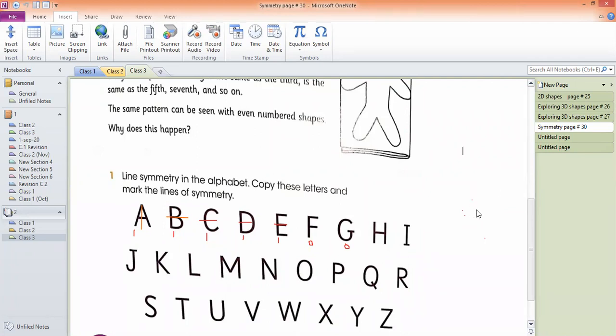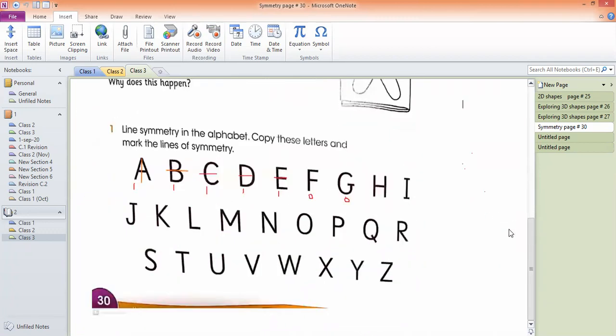Now we are doing question number 1 from the book, which is on page number 30. We started this question in the last class and we finished up to A, B, C, D, up to G. We check in the alphabets. We have to check the line of symmetry here. How many symmetries are there in the letters?